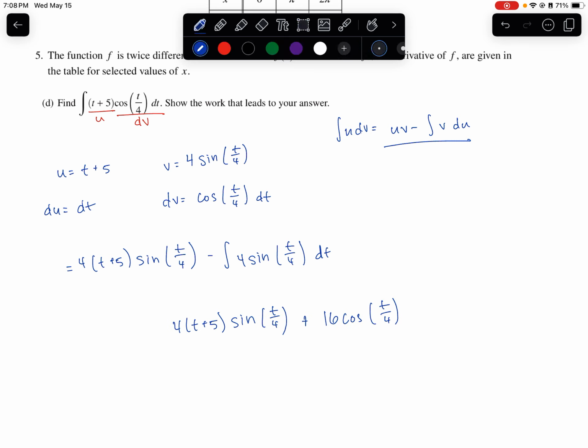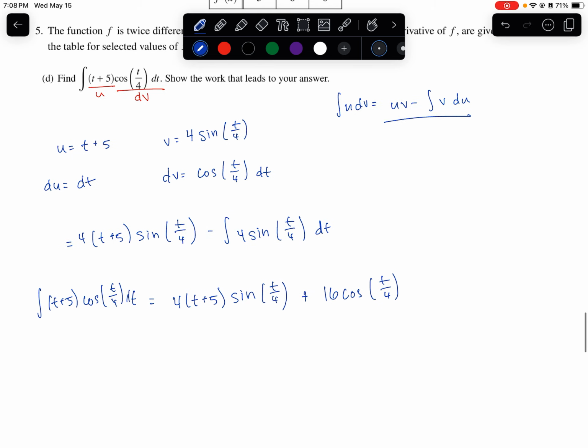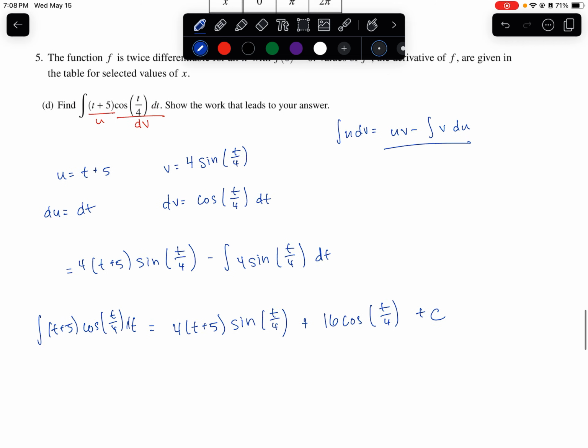So I'll just say this right here, the integral of t plus 5 cosine of t over 4 dt is equal to that, right? Oh, plus c, never forget your constant. Okay, and that should be everything for part 5.